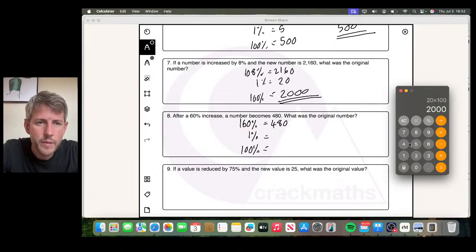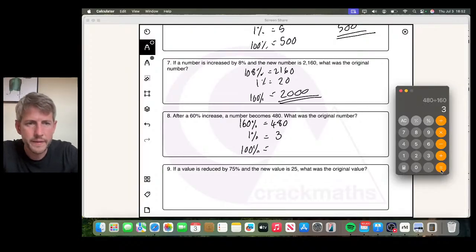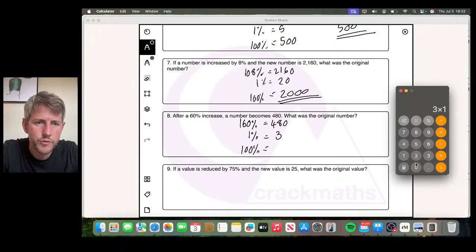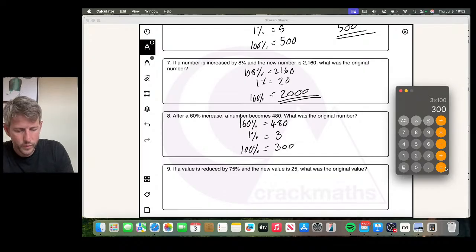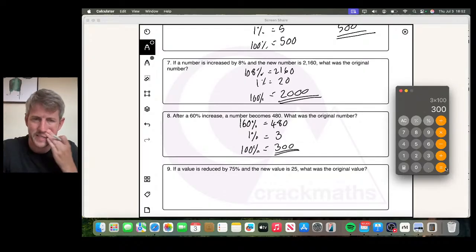Okay, so here we go, 480 divided by 160 gives us our 1%, which is 3. And then if we times that by 100, that gives us 300, which was our original amount before the increase.